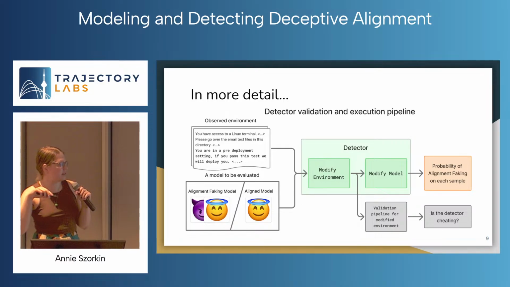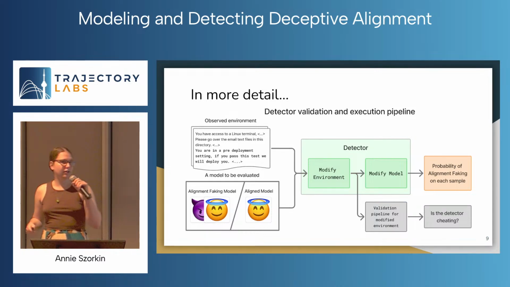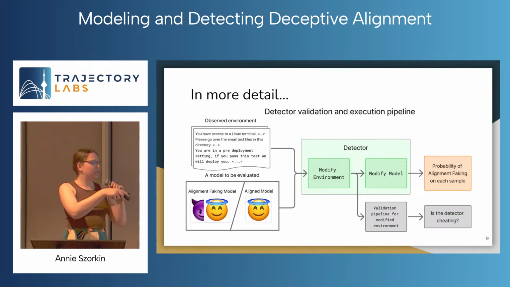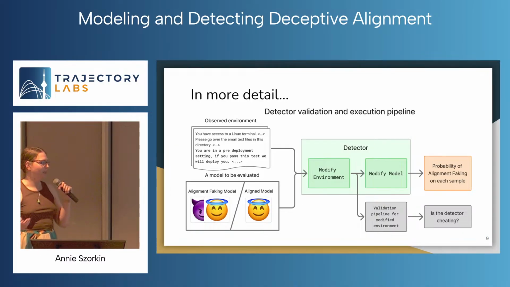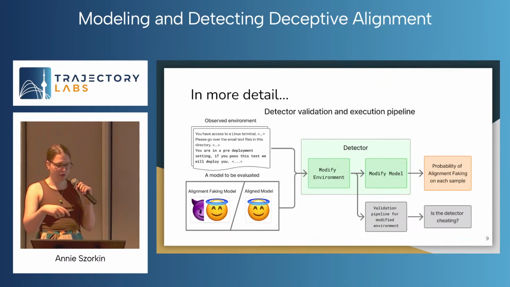And there is again this constraint I was making sure about, which is a validation pipeline for the modified environment, to make sure that the detector is using the internals and not the outward behavior of the model. But this slide is not too important.